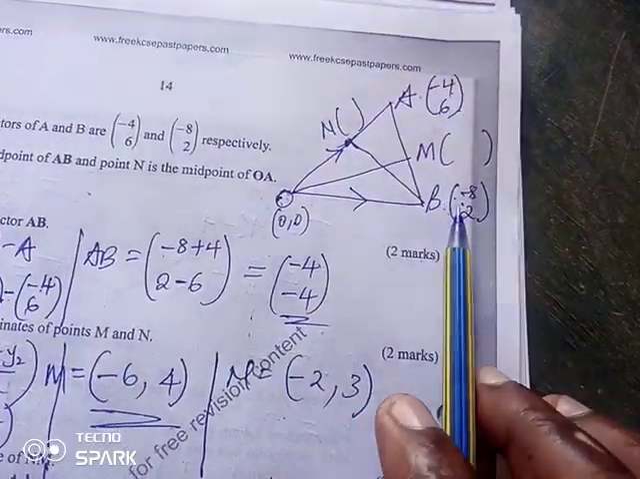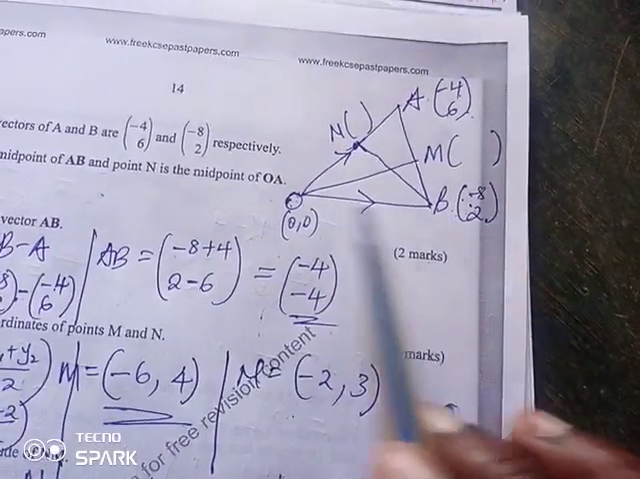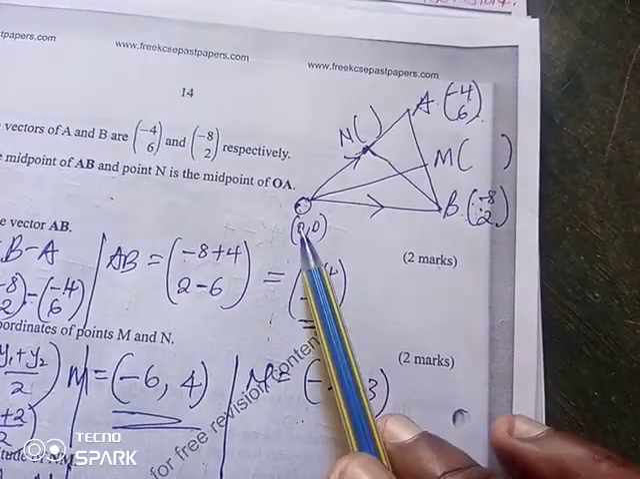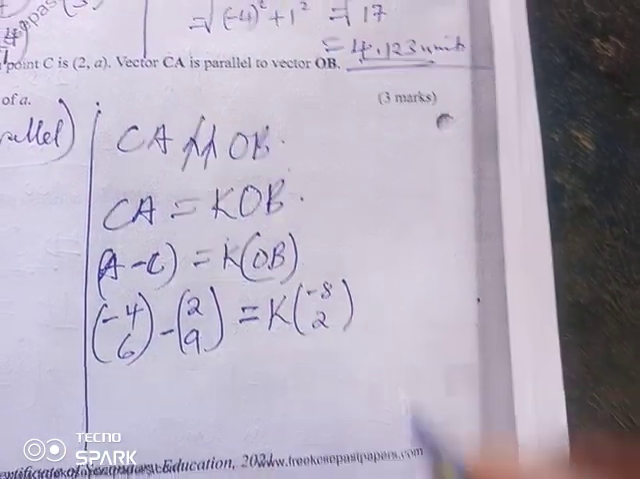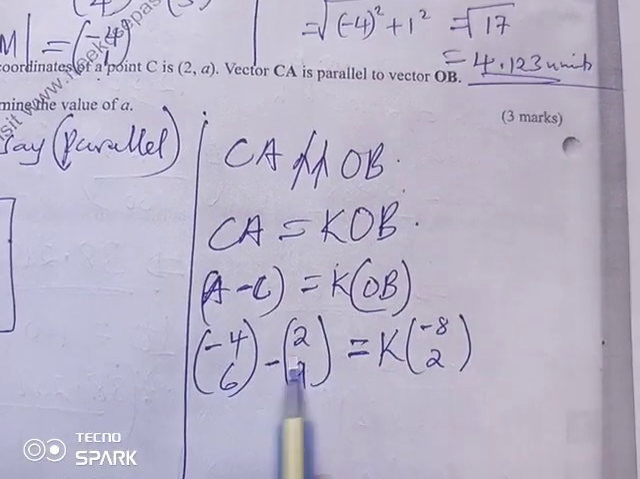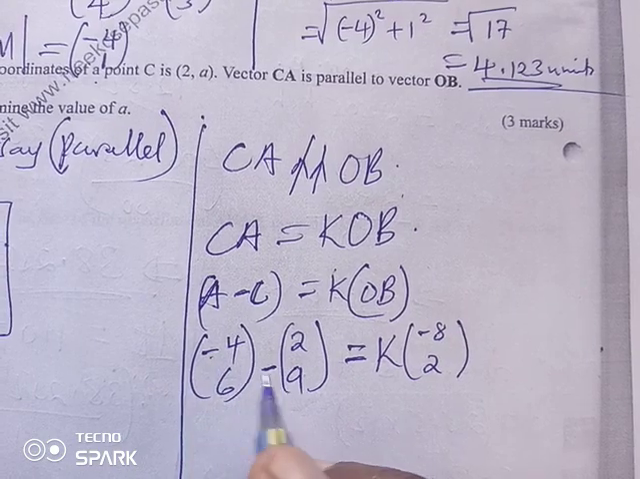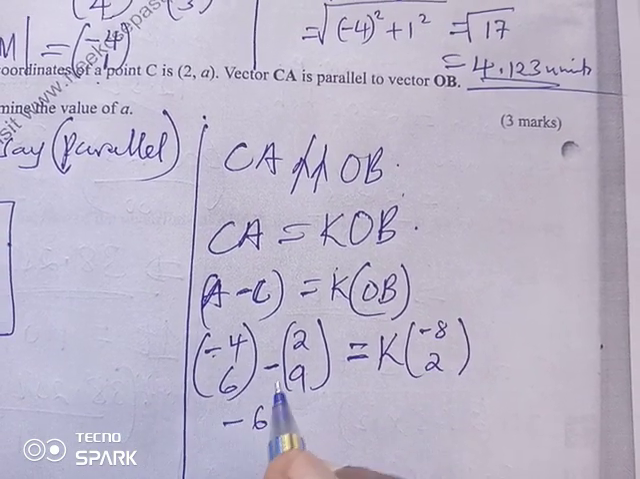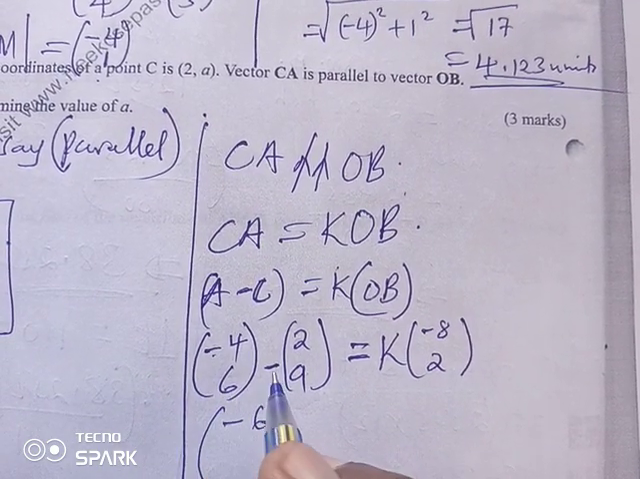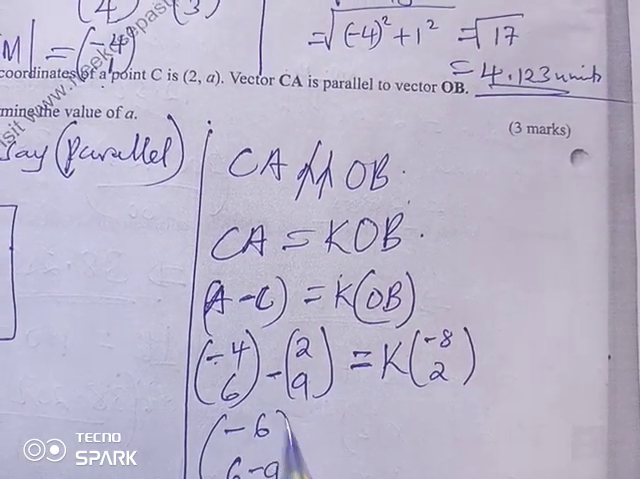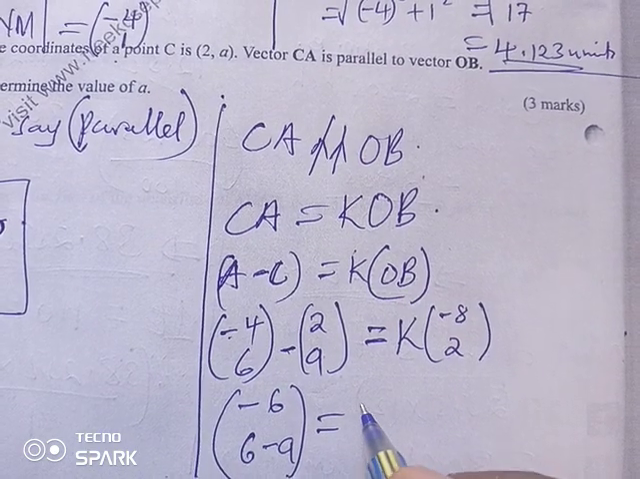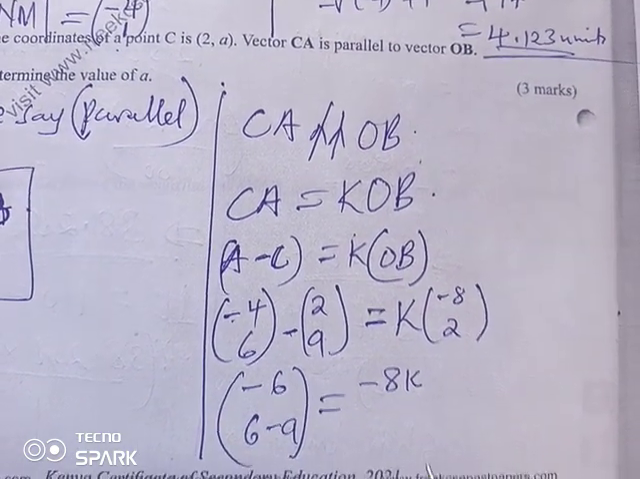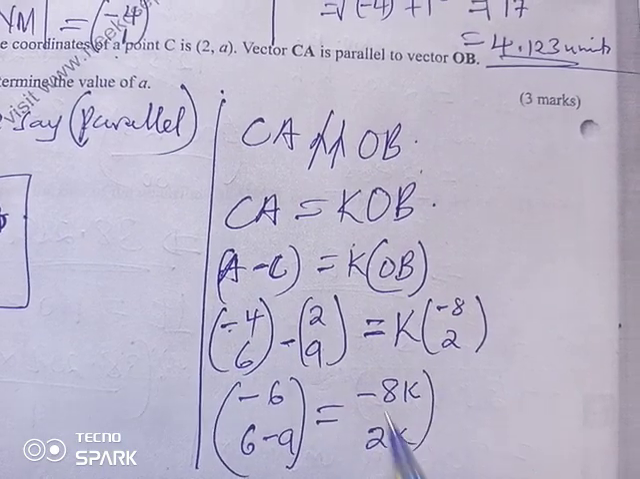OB is simply the position vector of B, because even if we take B minus O, there will be no difference, since O is the point of origin 0, 0. So we shall remain with negative 8, 2. Forming the equation this side and simplifying: minus 4 minus 2 is minus 6. Then 6 minus a is just 6 minus a, because we don't know the value of a, which is equivalent to minus 8K. I'm breaking the bracket, multiplying each number by K.